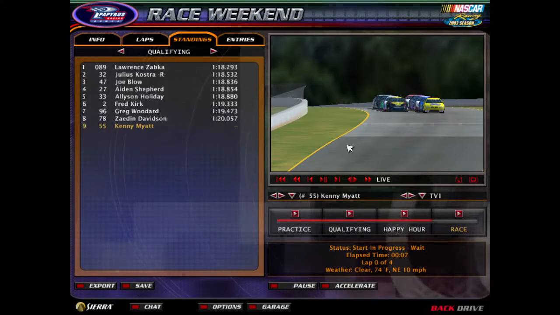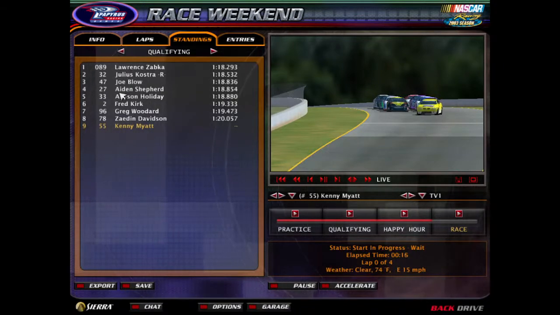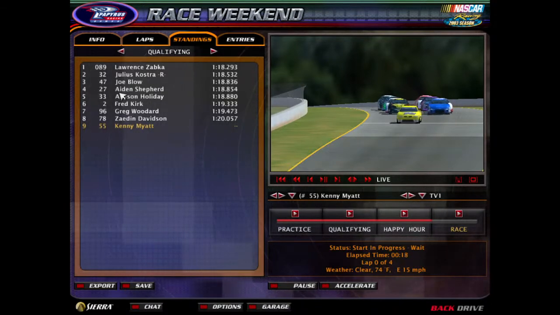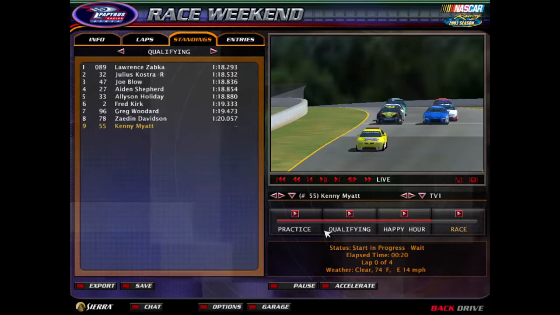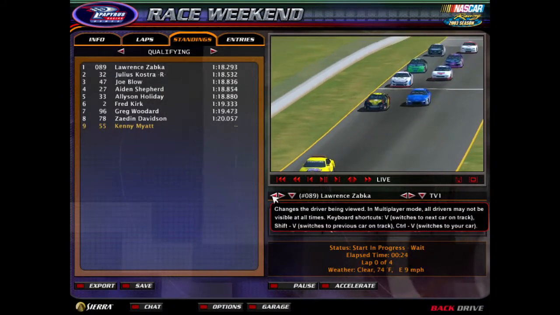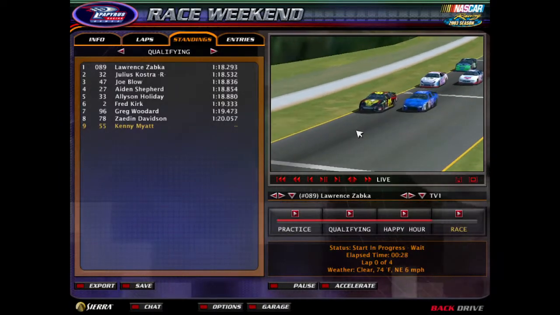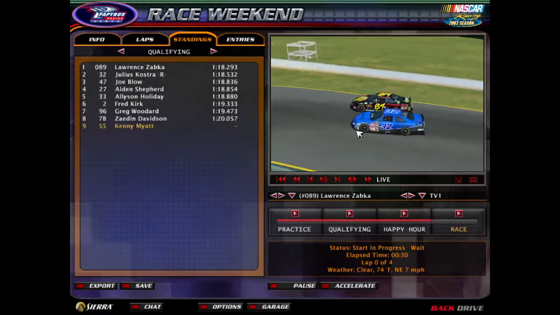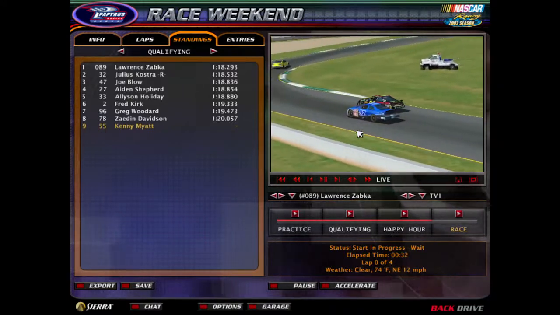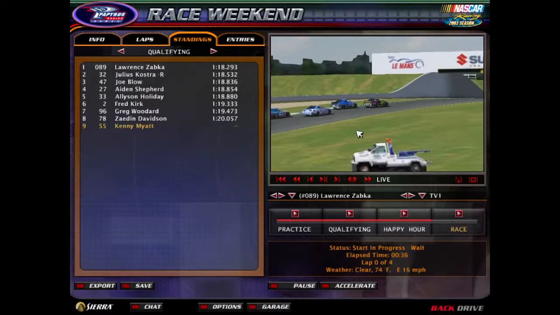Drivers, to your cars. Because Lawrence Zabka is on pole with Julius Costra second, Joe Blow in third, Aiden Shepard fourth, Allison Holiday fifth, Fred Kirk in sixth, Greg Woodard in seventh. Remember, you need a top 5 to qualify, and Greg Woodard is outside looking in, and Zayden Davidson eighth in the Roy Inc. car. Costra, good qualifying run there, considering both its teammates didn't make it.